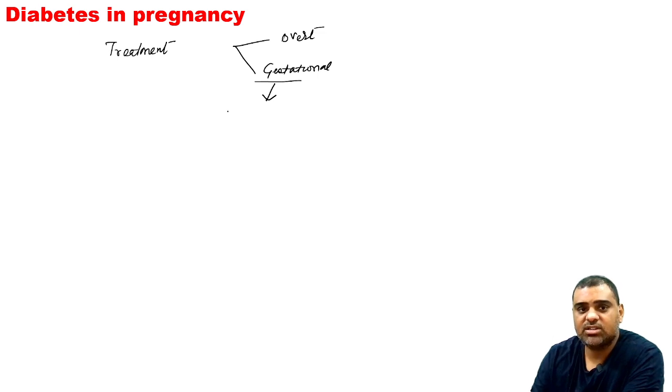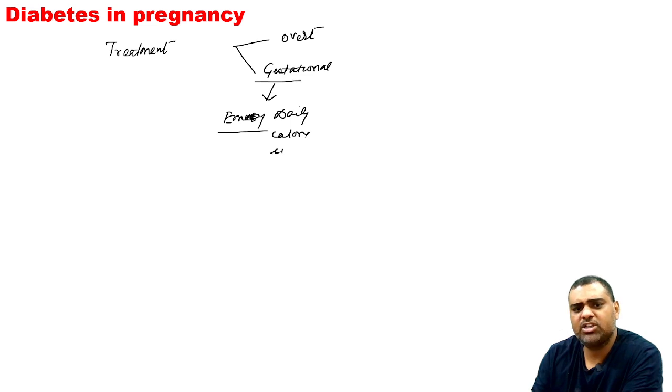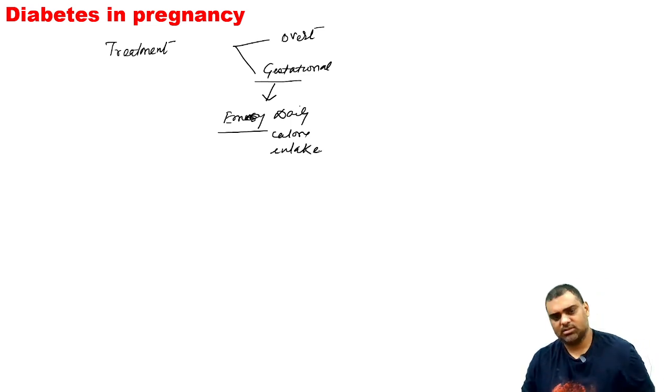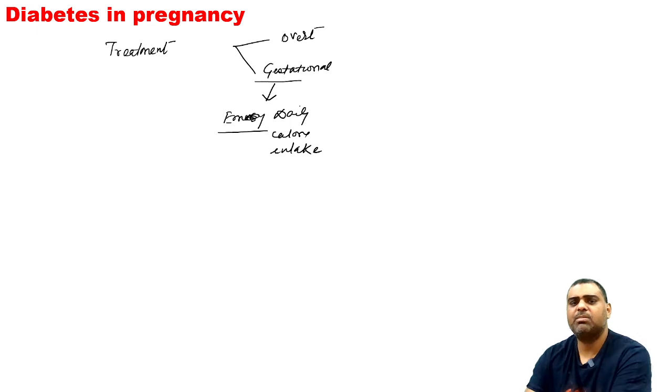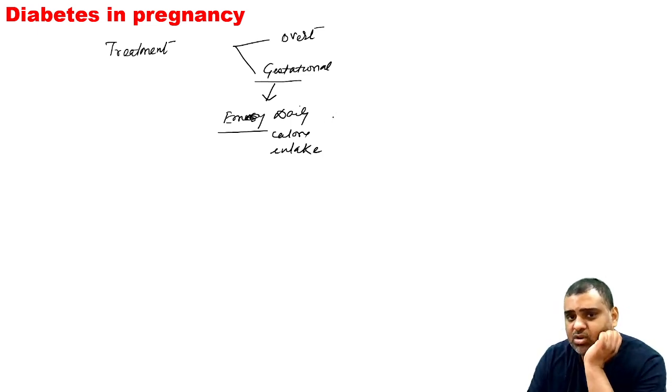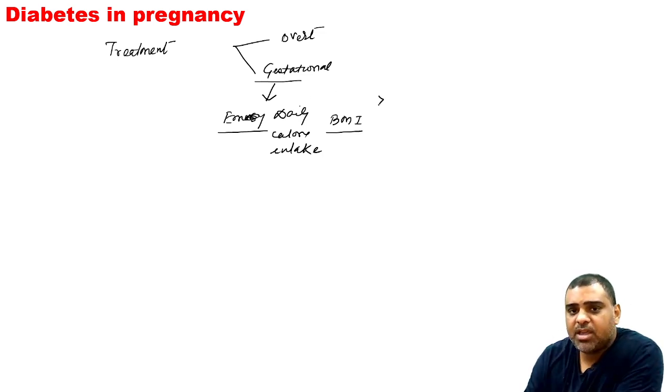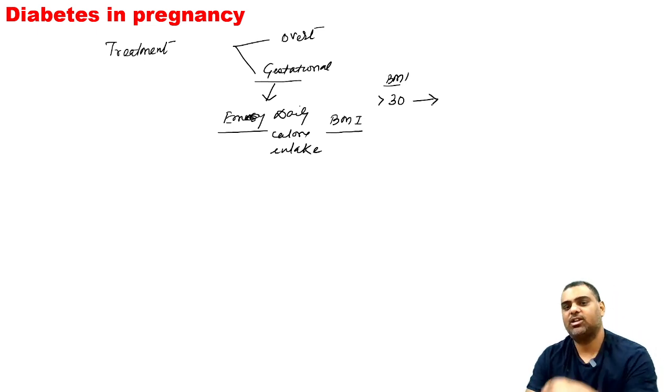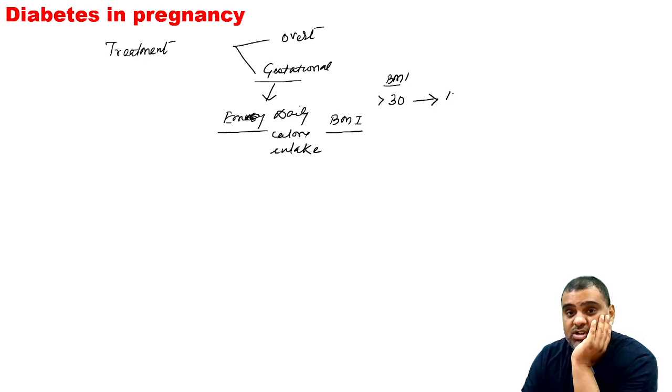Lifestyle modification, that is daily calorie intake. Although it is the work of a dietitian, you should know. Please remember, daily calorie intake depends on BMI. Very important point. Now, if BMI is more than 30, then calorie intake should be 1250 to 1500 kilocalories per day.